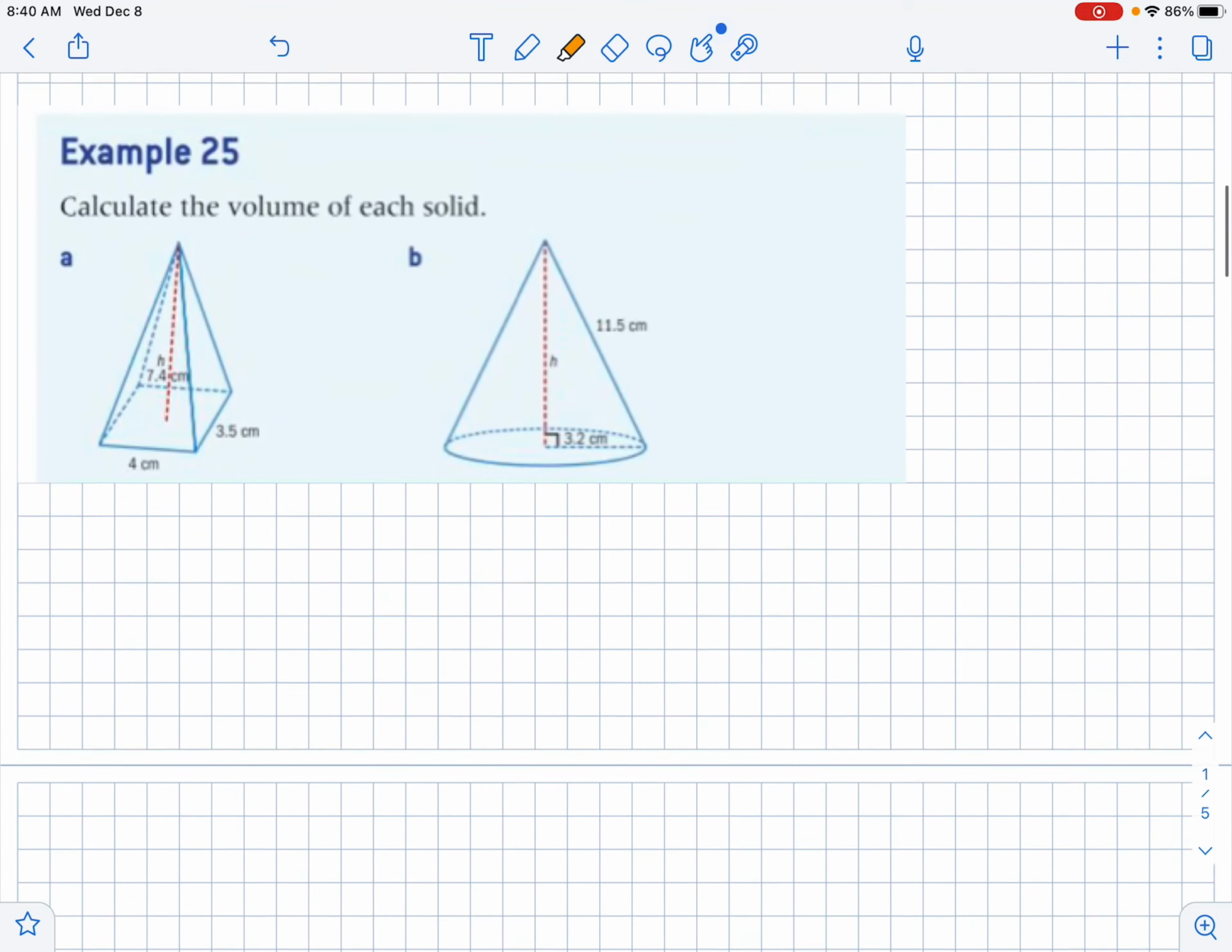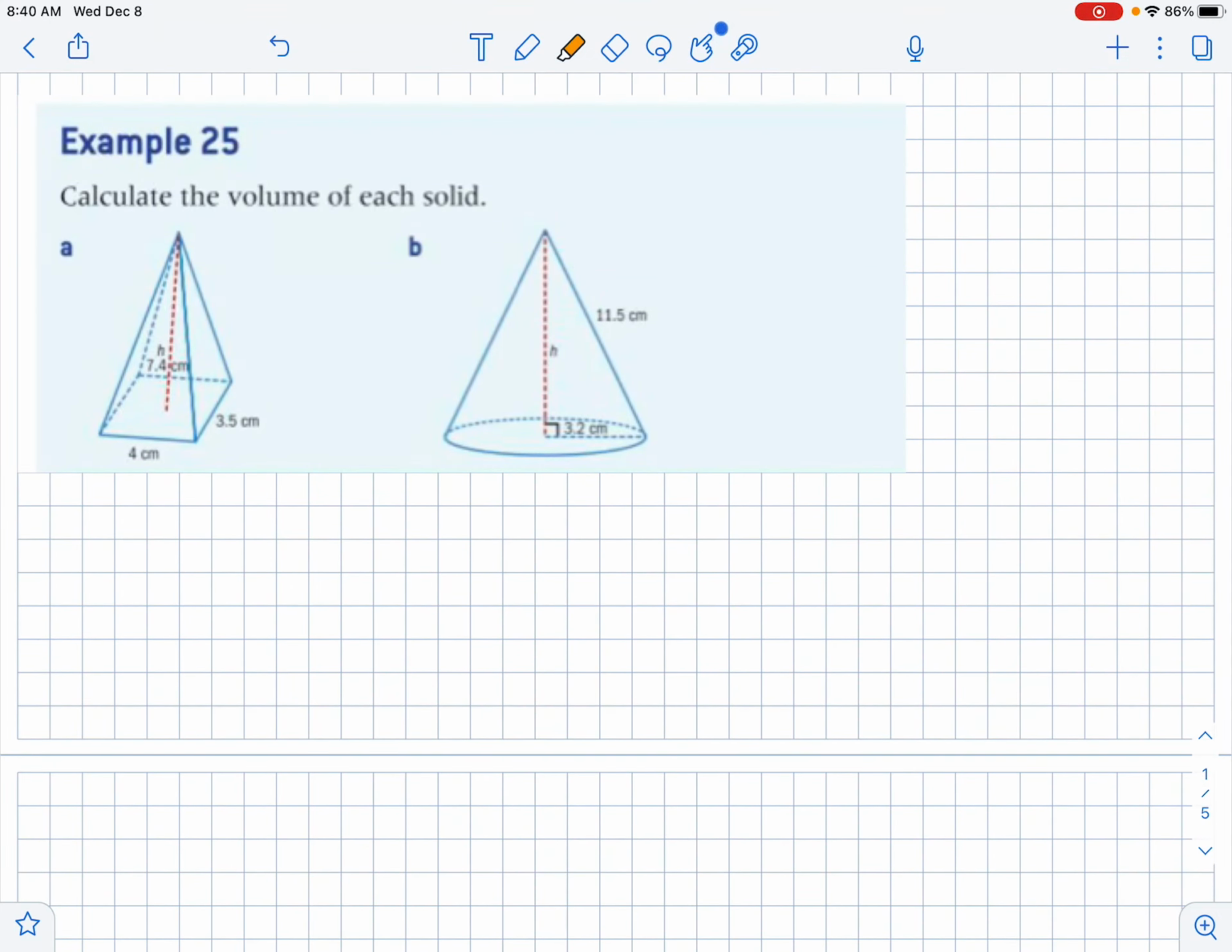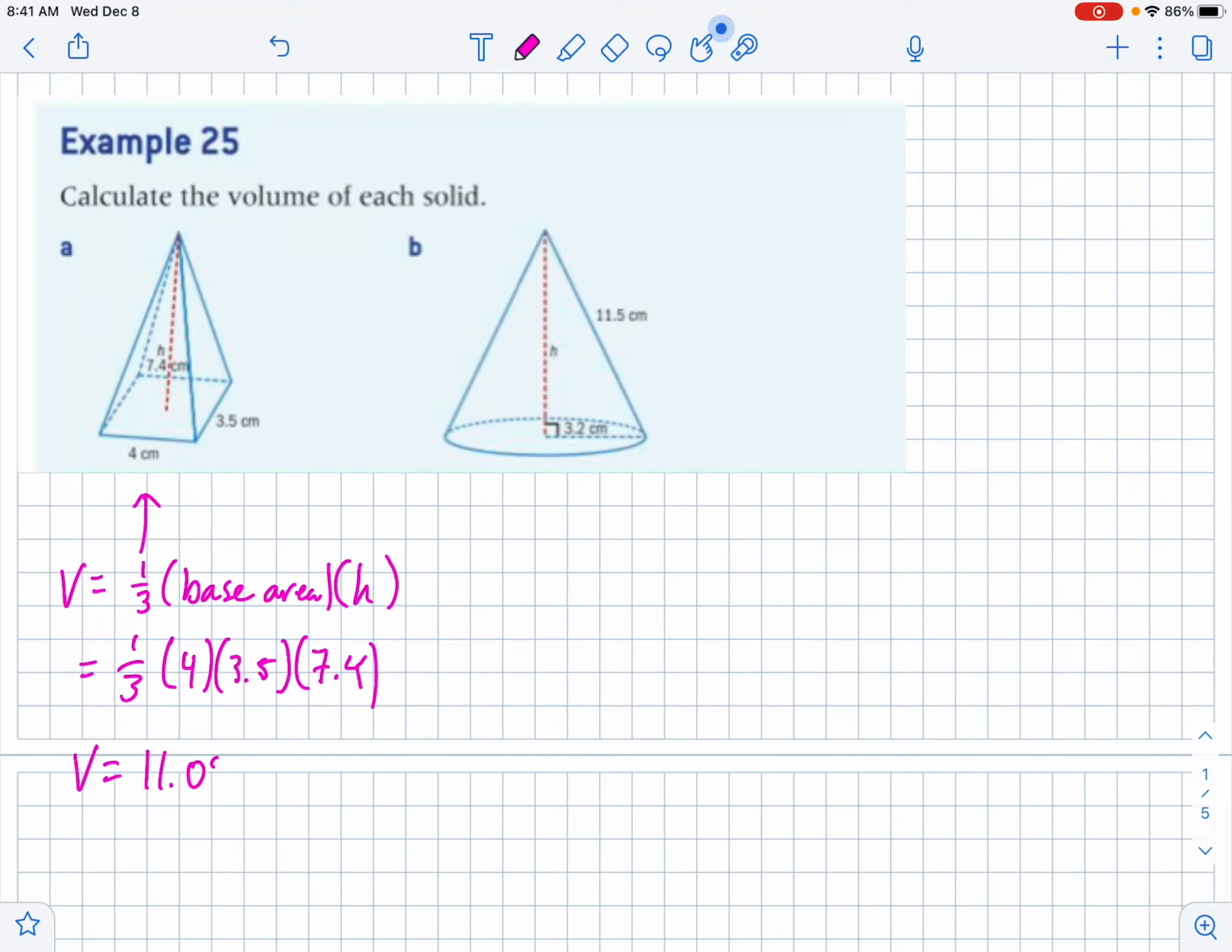All right, let's take all these for a test drive today with multiple problems. First up, calculate the volume of each solid. Well, they're both pointy, so they're both going to involve that 1/3 area of the base times height. So here for this pyramid, volume is going to be 1/3 base area times the height. So this equals 1/3, and then the base area is a rectangle, so this would be 4 times 3.5. And then they give us the height of the total rectangle, so this is 7.4. Crunch that out, and you should get about 11.05. Remember, we're dealing with volume, so that's going to be units cubed, 11.05 centimeters cubed.